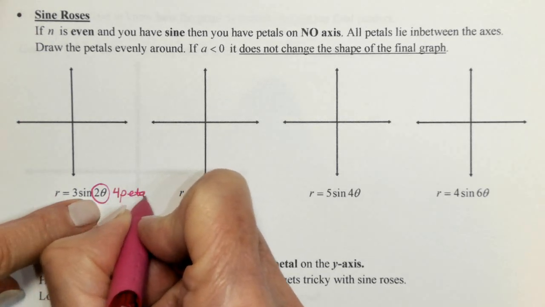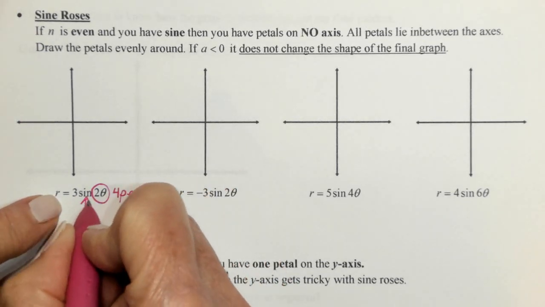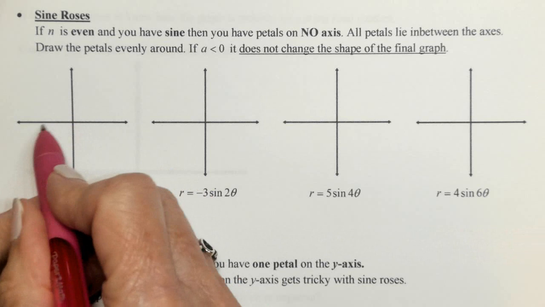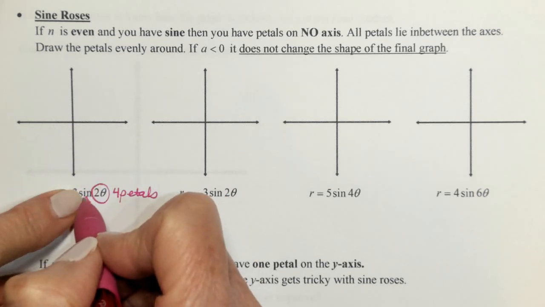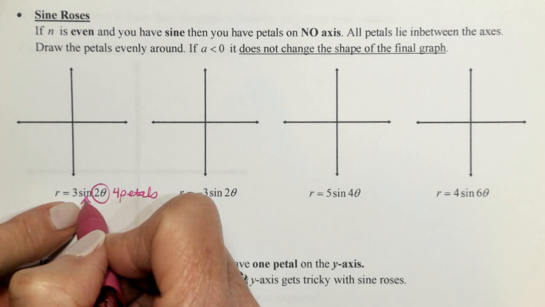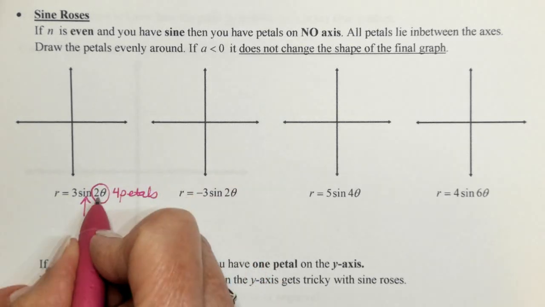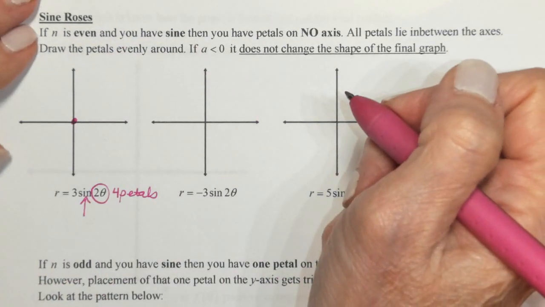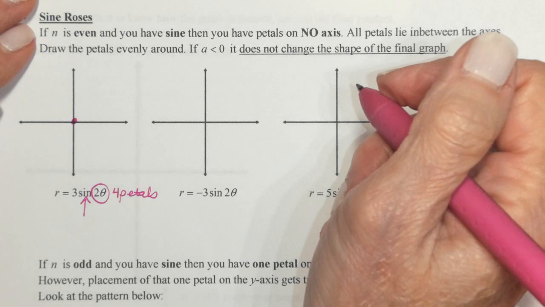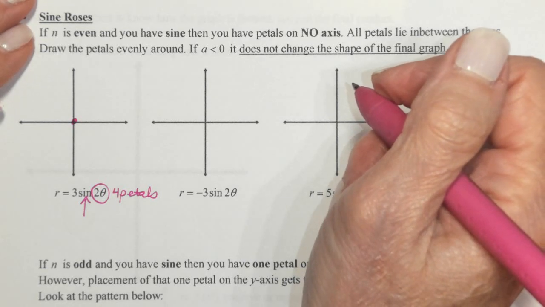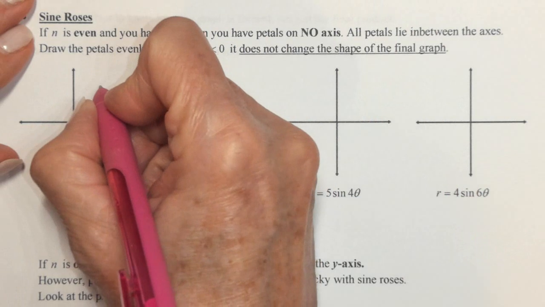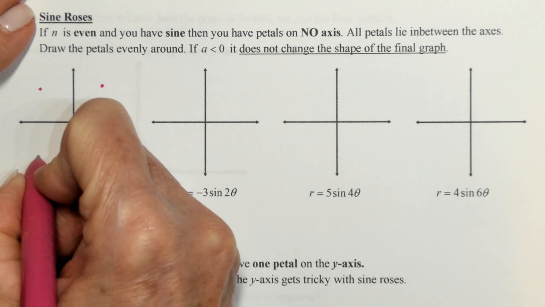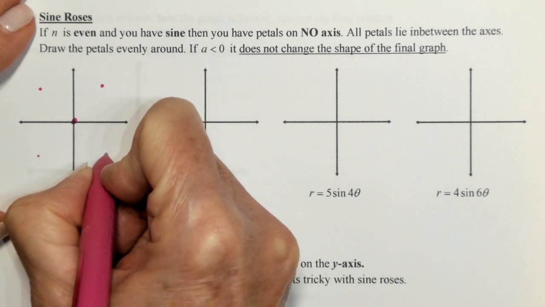the petals. So 4 petals. It's a sine. If it was a cosine, we'd have petals on every axis. But it's a sine, so we have petals on no axis. Okay? When theta is 0, sine of 0 is 0, so we're starting right at 0. Okay? That's the difference. When theta is 0, you're 0. So we're going to have a petal at pi over 4, at 3 pi over 4, 5 pi over 4, and 7 pi over 4.